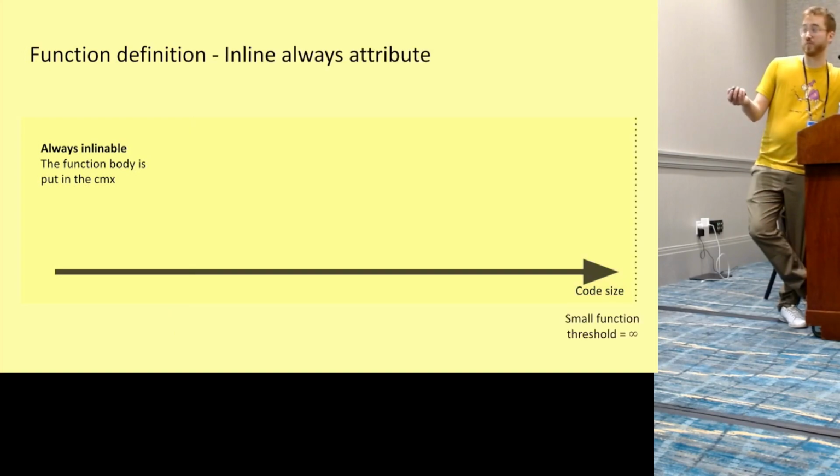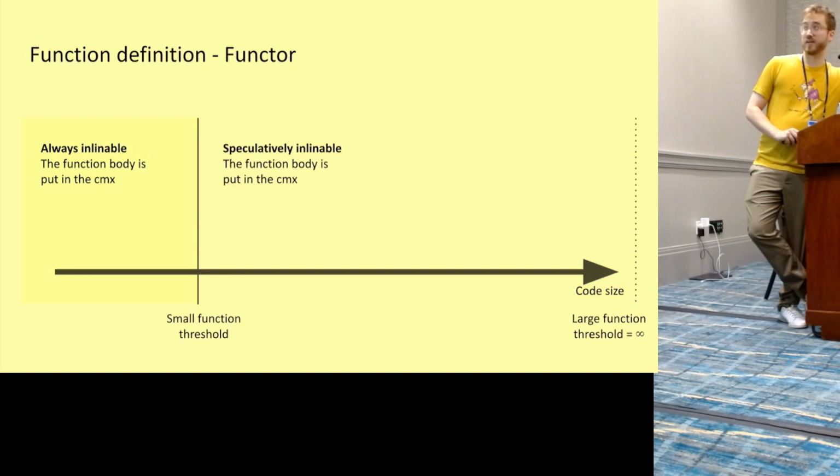In the case of an attribute, we just say that the small function threshold is really, really high, so it's always getting exported. Functors are dealt with a bit specifically, because functors are large, so we just say that they are always going to be available for further inlining.